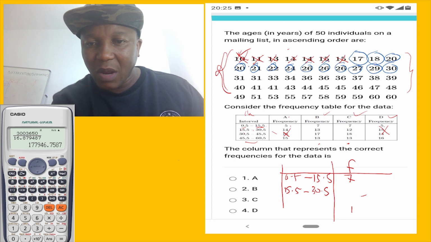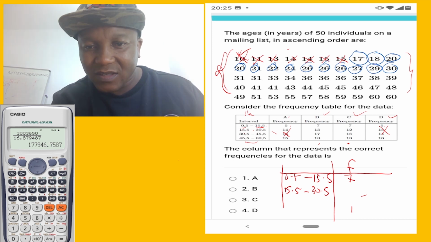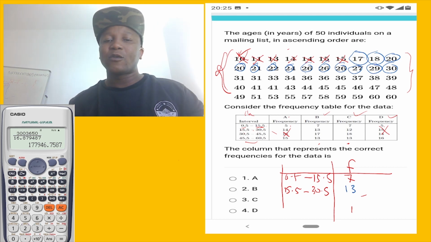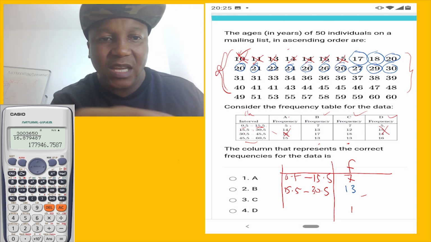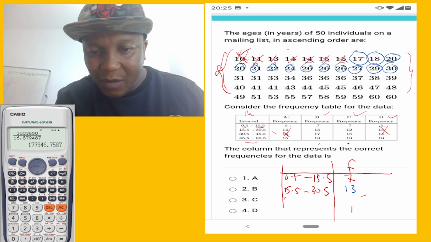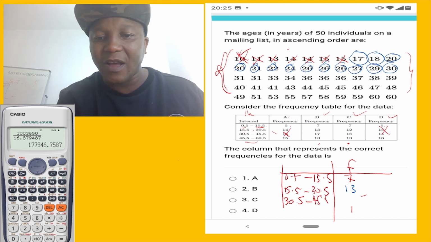Counting the tally marks: 1, 2, 3, 4, 5, 6, 7, 8, 9, 10, 11, 12, 13. You see that? 13. Okay. Now we want to go from 30.5, what is the next one? The next one is going to be 30.5 to 45.5. Let's see how many of them.